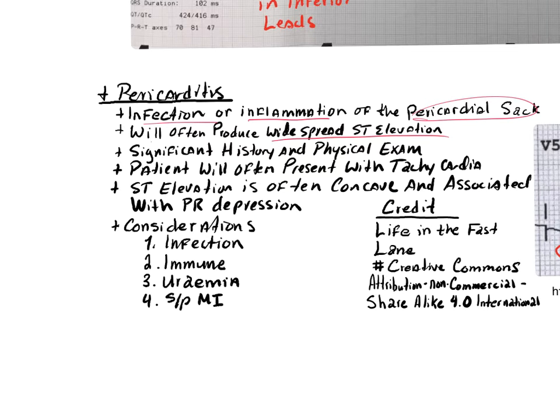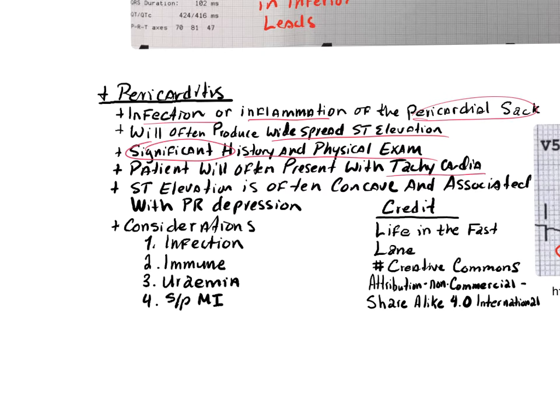Now, the good thing is there's going to be a significant history and physical exam. So when you're talking to your patient, there's going to be generally something in their history that is going to point you in the direction of pericarditis. And patients will often present with tachycardia. So they're going to have an elevated heart rate, they're going to have widespread ST elevation. And they're going to have history, right? Maybe IV drug use. Maybe they're in a car crash 3 days ago, and the steering wheel hit their chest, or they had some sort of blunt injury. Maybe they had a heart attack a week ago, and this is developing as a result of that.